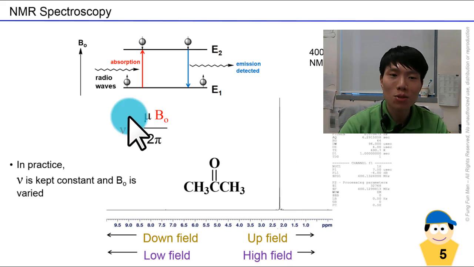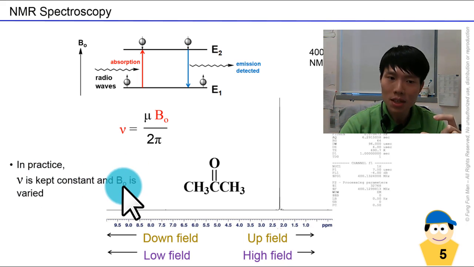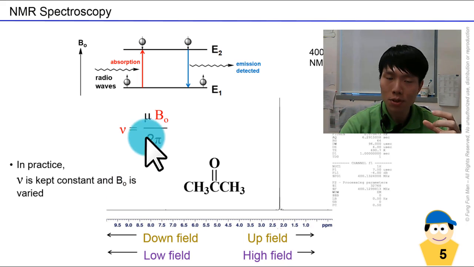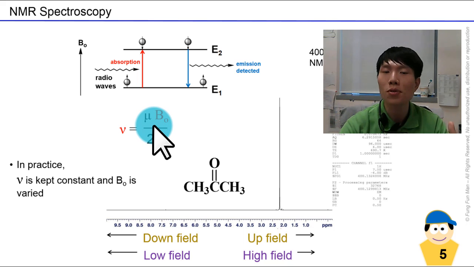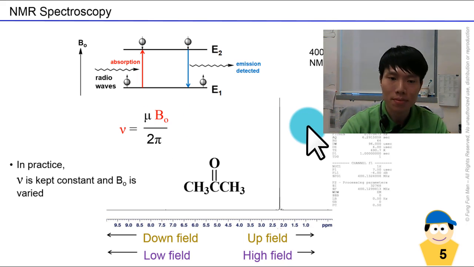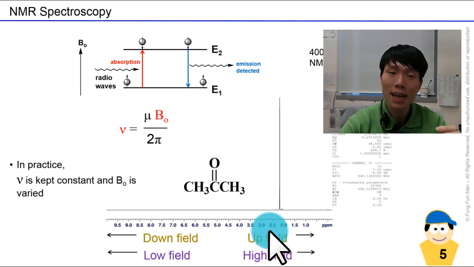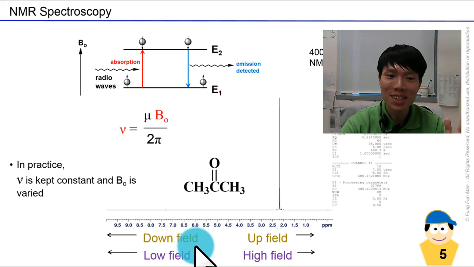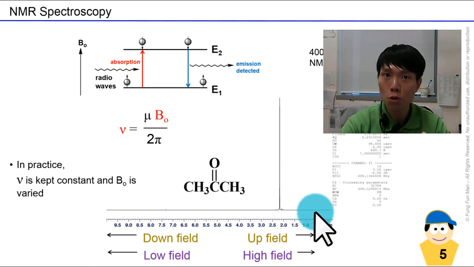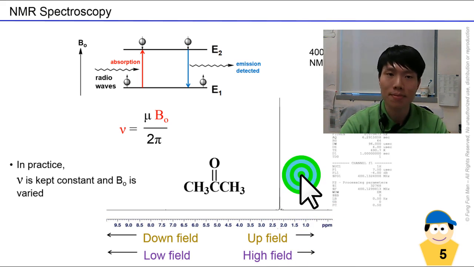Okay. So in practice, you have this equation here, where this is the frequency, which we keep constant, and then we change the external magnetic field here. And your mu here is the gyromagnetic ratio. It's something inherent to the proton itself. So in a spectrum, you have to differentiate between up field and down field, and high field and low field. Down field means high chemical shift, which means low field. Up field means towards 0 ppm, high field, and low chemical shift.